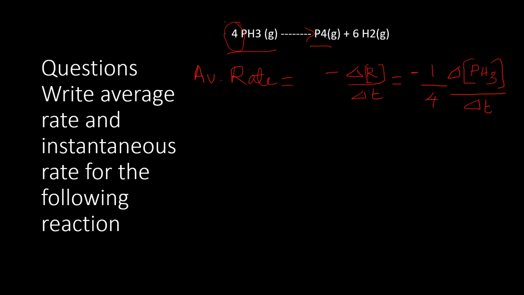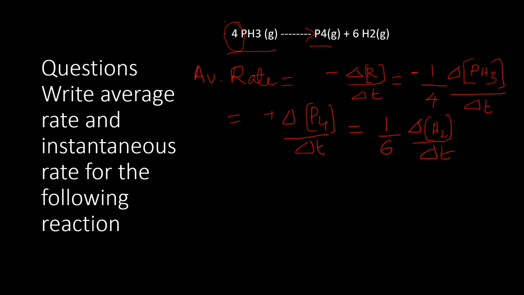That will also be equal to the product. For the product, there is only one mole, so no need to divide with any number. But it is a product, so it is positive: change in concentration of P4 divided by delta T. That will be equal to the next product, but there are 6 moles, so we need to divide by 6: 1 by 6 into change in concentration of hydrogen divided by change in time. So you can use either of these equations to calculate the rate.